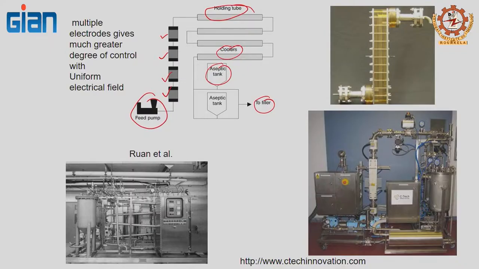This is just a picture illustrating how an ohmic heater may look. It may look like pasteurization equipment, but essentially you have a lot of different heaters, holding tubes and cooling heat exchangers, and then you have a storage tank and so on.